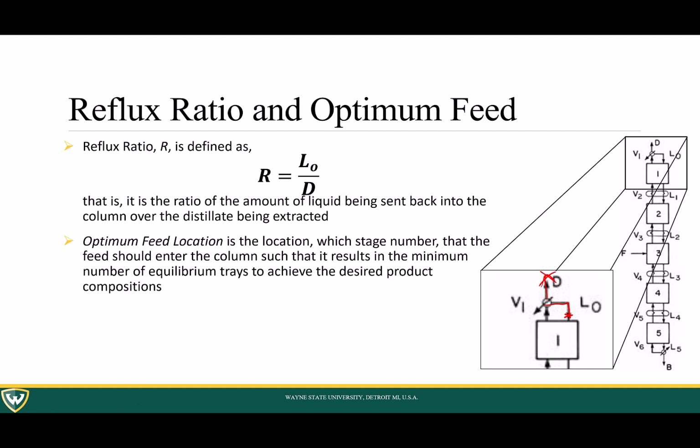Optimum feed location is going to be defined as the location in the column that results in the minimum number of equilibrium trays. You can put the feed into here, you can put the feed into here, you can put the feed into this tray, you can put the feed into any column equilibrium tray, but you just want to put it in the tray that results in the minimum number of stages used. That's going to result in the most efficient tray location. Okay.